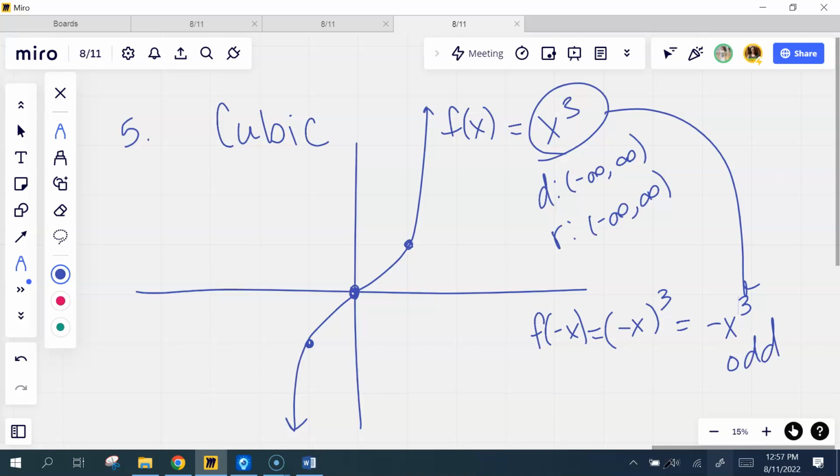What am I forgetting? End behavior. As x goes to infinity. Yes. How about the other end? There you go. Easy so far? One more, we'll take a break, then we'll do the hard ones.